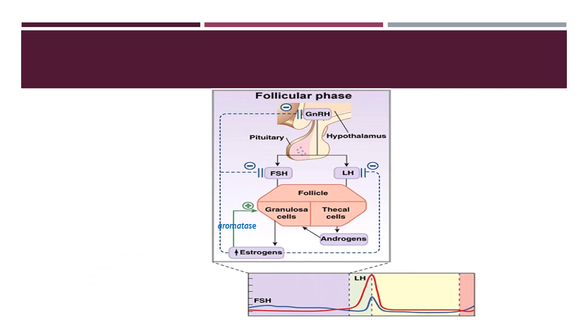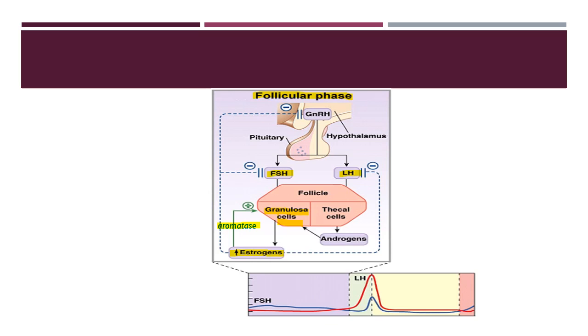So as we can see here in this schematic, during the follicular phase, the gonadotropin-releasing hormone will induce secretion of both FSH and LH, as we mentioned, with slightly more FSH than LH. Then FSH will have a positive effect on the granulosa cells to secrete estrogen, as they have the aromatase enzyme necessary for this production.